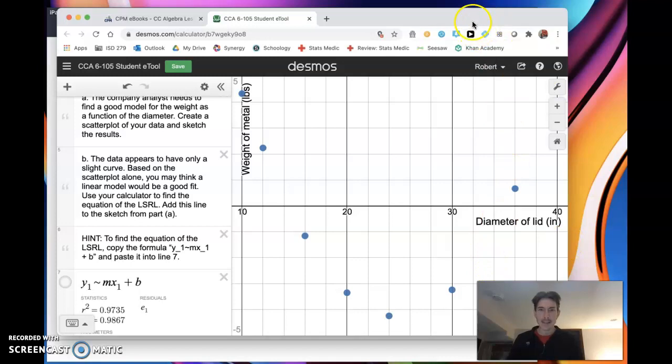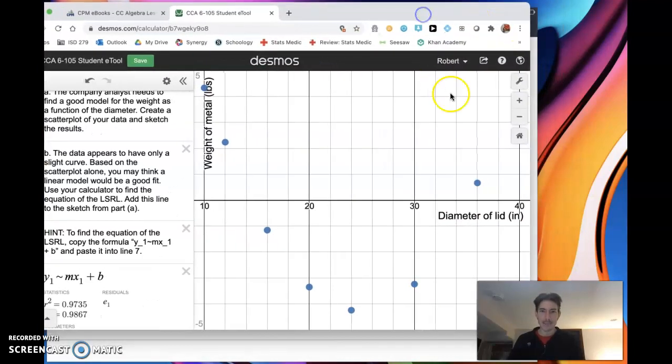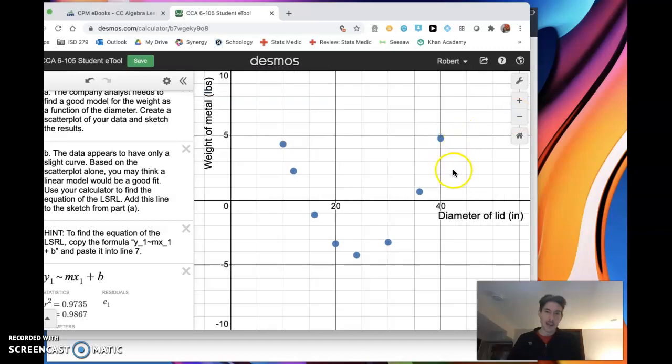Okay, and folks, look at what we've got here. Okay, we've got a very, very obvious curvy pattern in our residual plot. And now, granted, I adjusted the window to kind of maximize that effect for you, but I mean, look at this. Like, if I'm going to just zoom out, and let's say I had to predict the residual of a lid with a 50-inch diameter, guess what? I'm going to predict it somewhere up here.